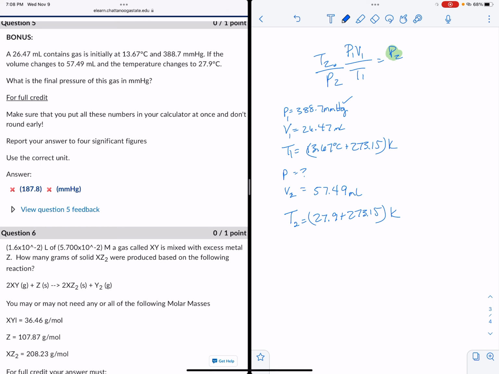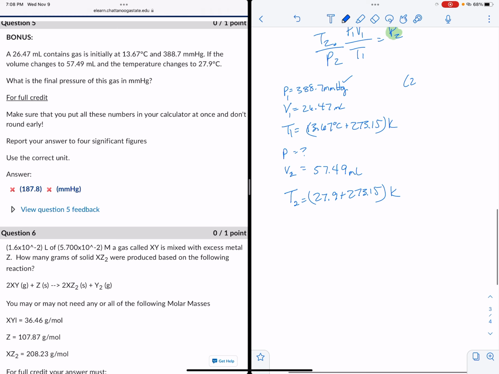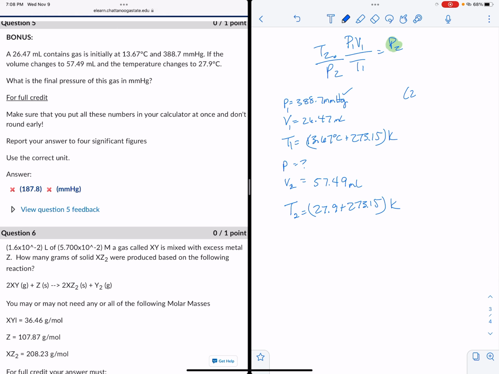So T2, I'm going to actually do it just a little bit lower, I think. So 27.9 plus 273.15, that one, times my P1, which is 388.7 millimeters of mercury. That one is Kelvin. It does matter that those be in Kelvin, by the way. They have to be in Kelvin.